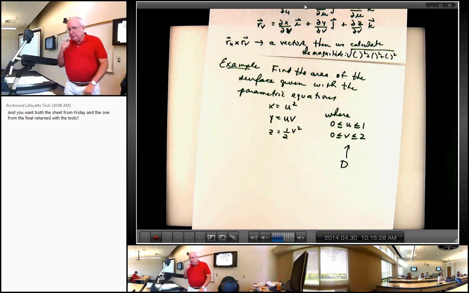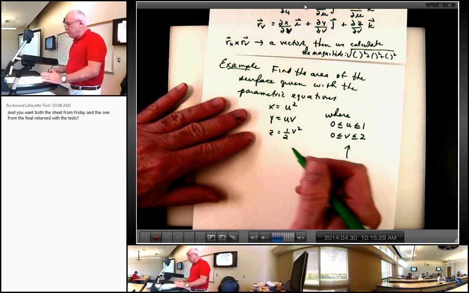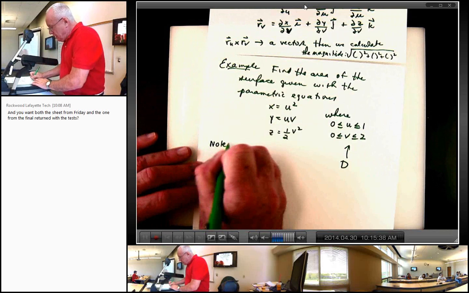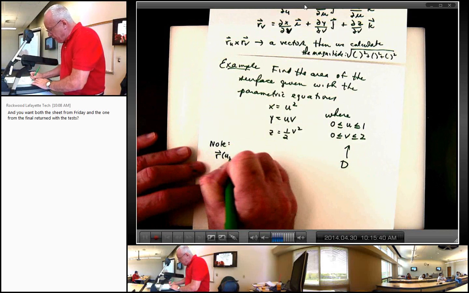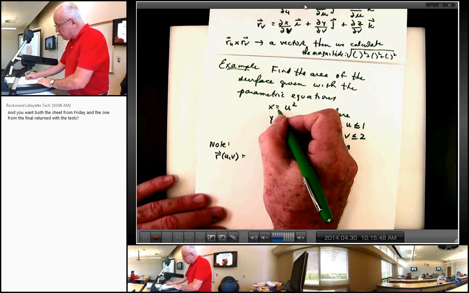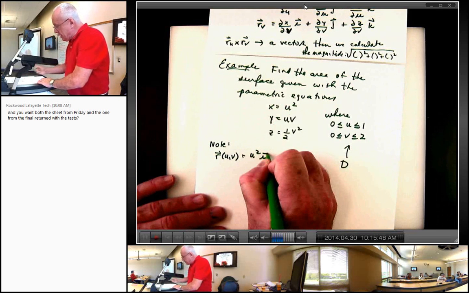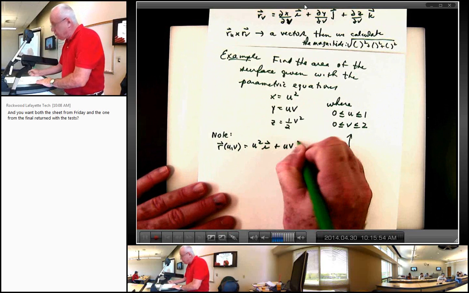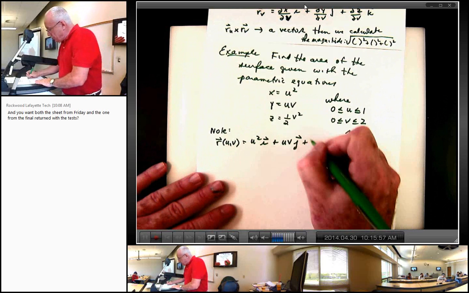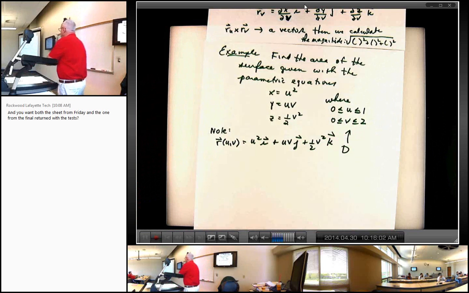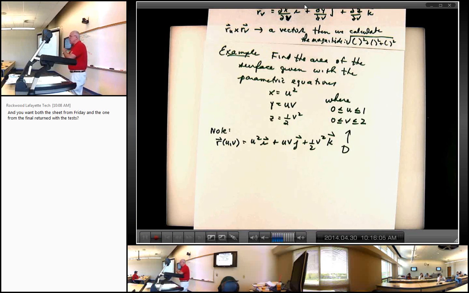Now, this is a little bit different than how we've been giving it before, but it's really actually the same thing. Note that our surface, R of uv, can be given this way. Here is our x function, u squared, times the i vector, plus our y function, uv, times the j vector, plus our z function, 1/2 v squared, times the k vector. It's just initially given in a little bit different format, as three parametric equations.